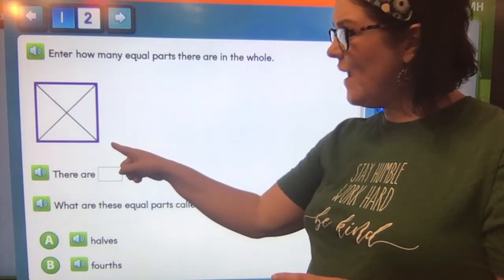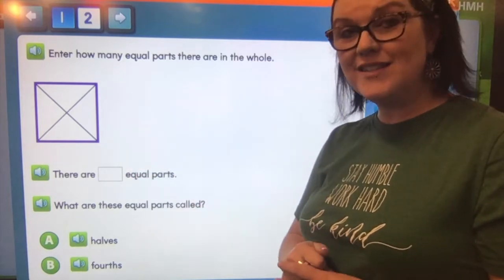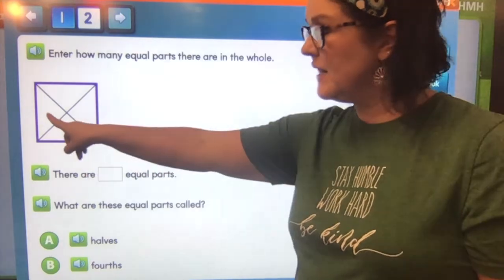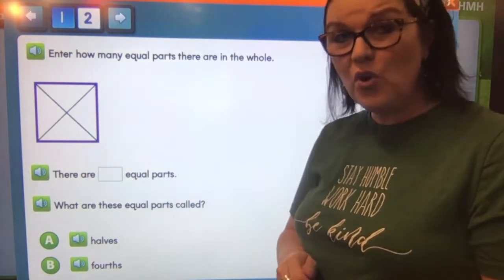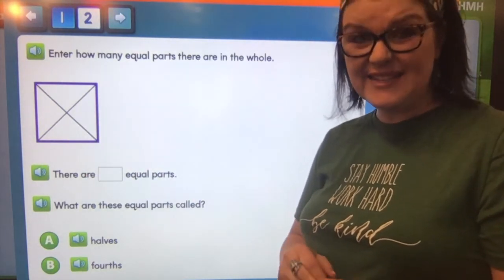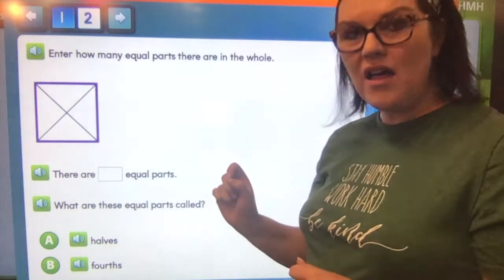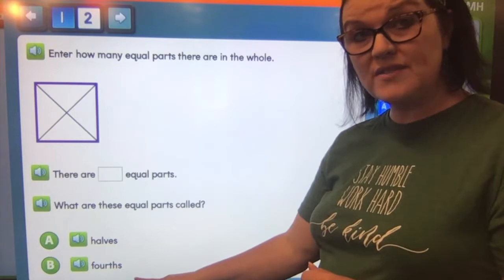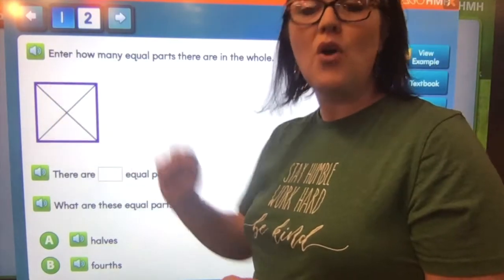When you look at this square, how many equal parts do you see? Let's go ahead and count them. 1, 2, 3, 4. So there are 4 equal parts inside the square. Now, what do we call these? We call these halves or fourths. Is it split in 2 pieces or 4 pieces?